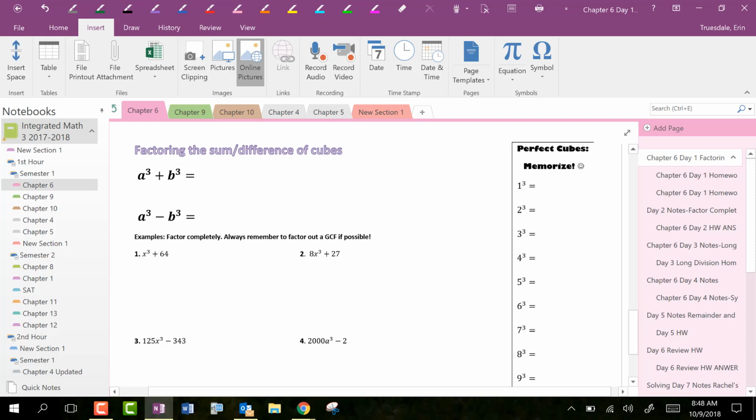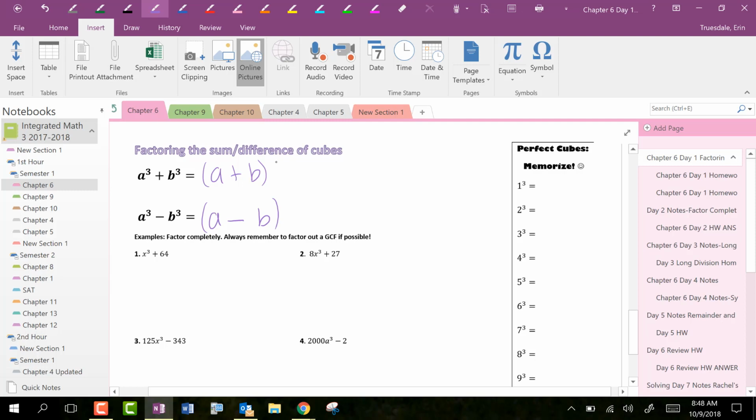Okay, so we're going to figure out what the cube root of both numbers is, and the first factor is going to be the cube root, so a and b, with the same sign as the original problem had. Since this was plus, I'm going to put plus here, and since this was minus, I'm going to put minus here. Okay, so that's the first factor.